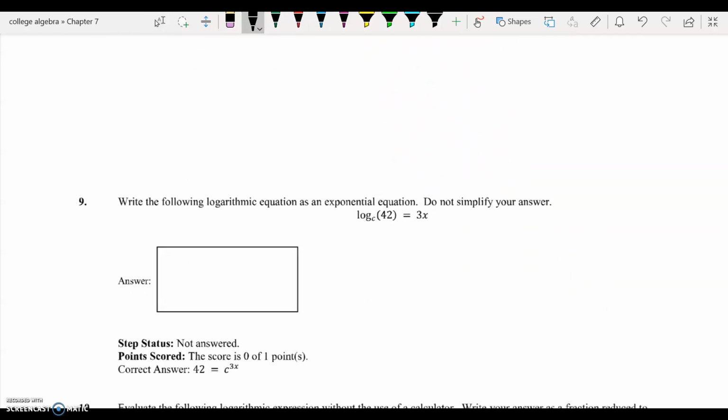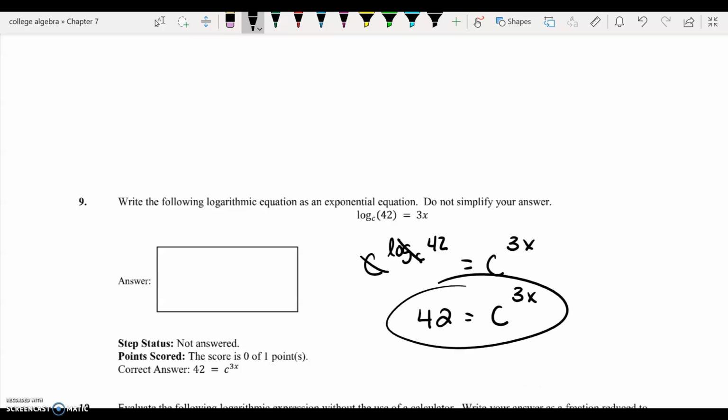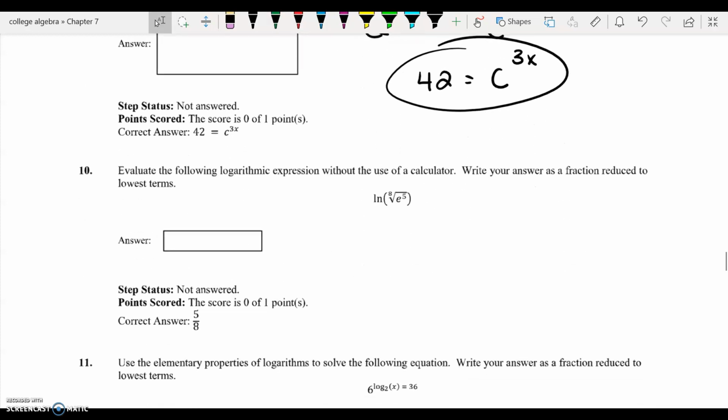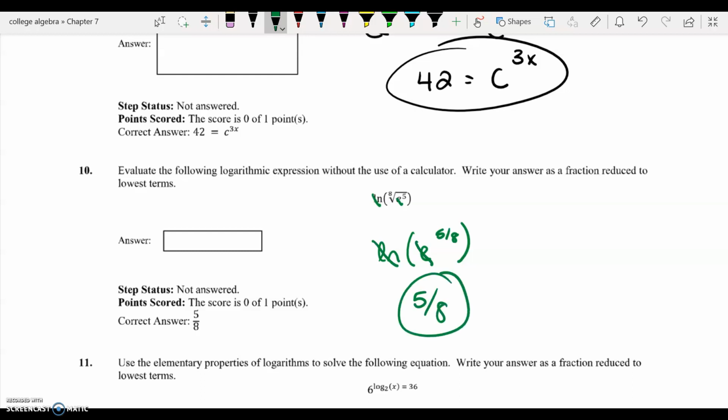This one's a little bit harder because they throw c in there, but you can still raise it to the c power. So that cancels. I get 42 equals c to the 3x. Guys, you can just stop right there. That would be your answer. If there's a c or a letter in there, you can't solve it, so you just stop right there. This one, all you're really doing, e and natural log cancel each other. So if I rewrote it, e to the 5/8. These cancel, so then you just get 5/8. That's how that works.